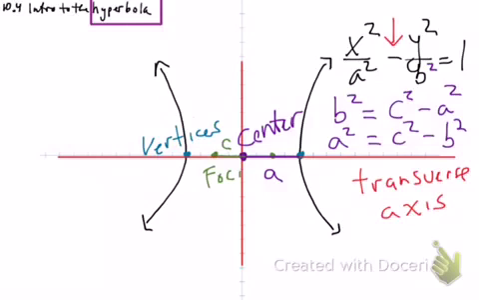And then finally, the last similarity is we can always shift this around and have a new center at (h, k). So don't forget that. And this shifting is still the same. You just shift everything over h, and then up k.